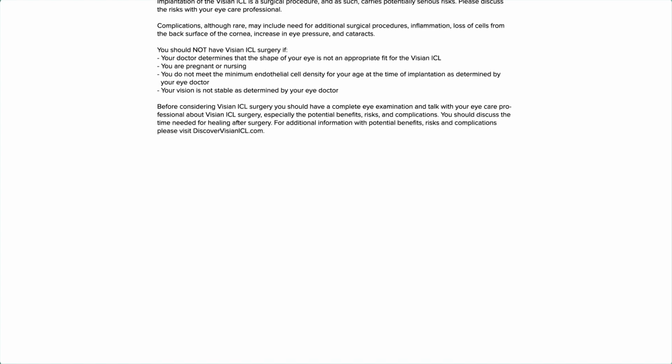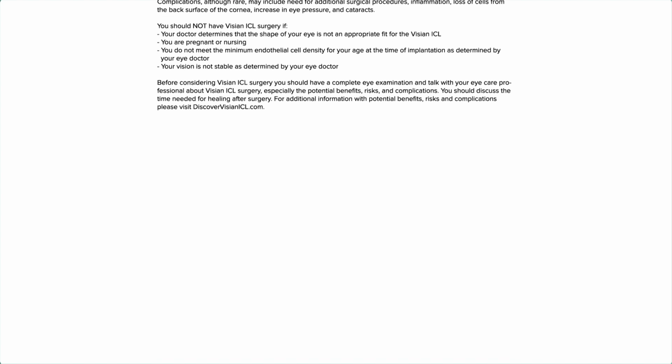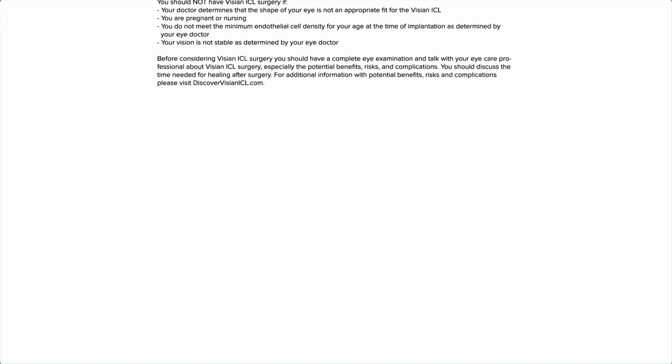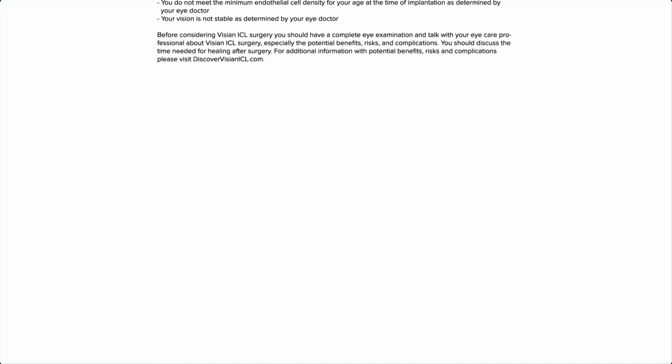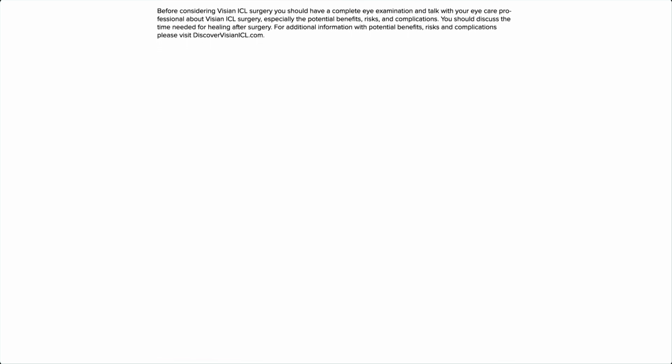Before considering Visian ICL surgery, you should have a complete eye examination and talk with your eye care professional about Visian ICL surgery, especially the potential benefits, risks, and complications. You should discuss the time needed for healing after surgery. For additional information with potential benefits, risks, and complications, please visit discovervisianicl.com.